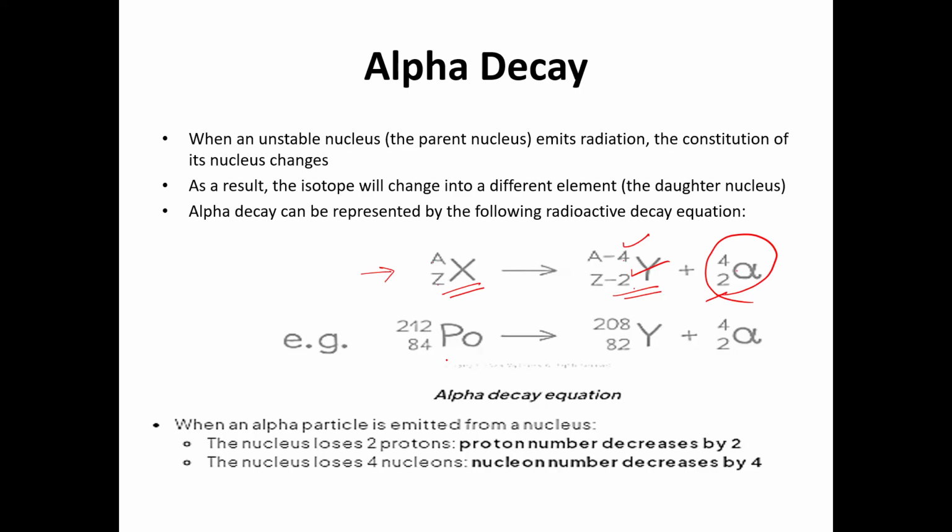For example, we have polonium as one of the elements, with nucleon number 212 and proton number 84. It changes into another element, let's say Y, with an emission of an alpha particle. When the alpha particle is produced, you can see the difference in the nucleon number is decremented by 4, and the proton number is decremented by 2. This is the distinguishing point between the parent nucleus and the daughter nucleus during alpha decay.